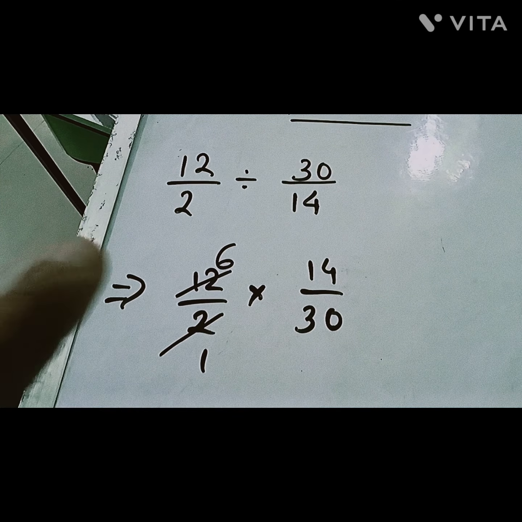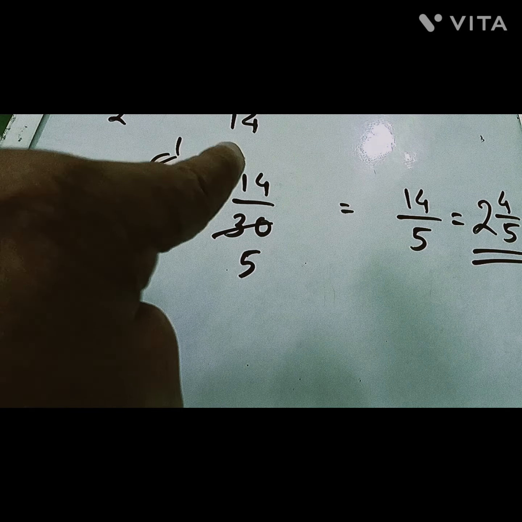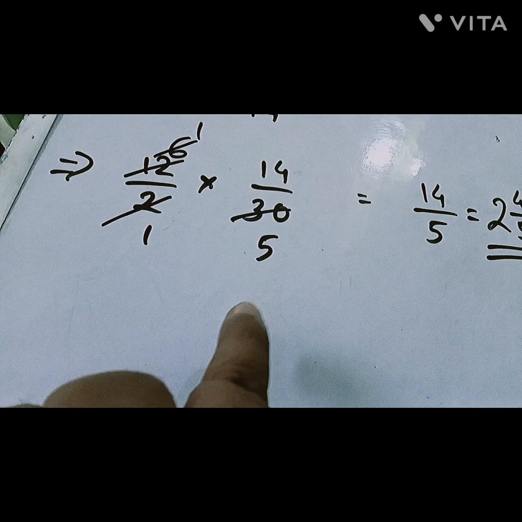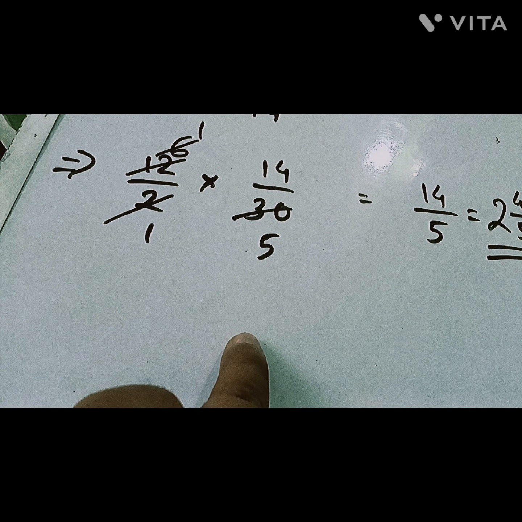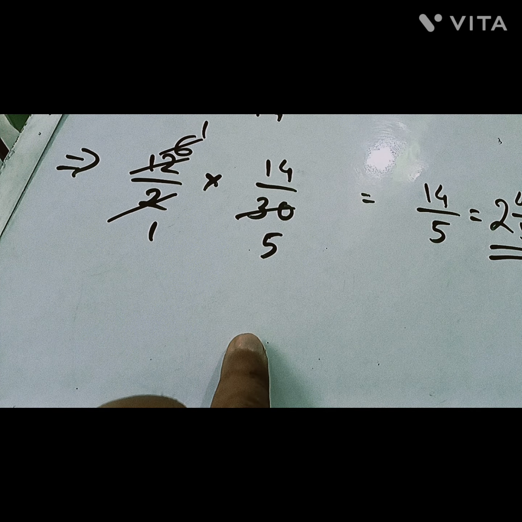12 and 2, vertically it can be reduced. 2 ones are 2, 2 sixes are 12. And see 6 and 30. 6 ones are 6, 6 fives are 30. Numerator now is 14, denominator is 5. Can it be further reduced? No. It cannot be further reduced by the simple numbers 2, 3, 5.